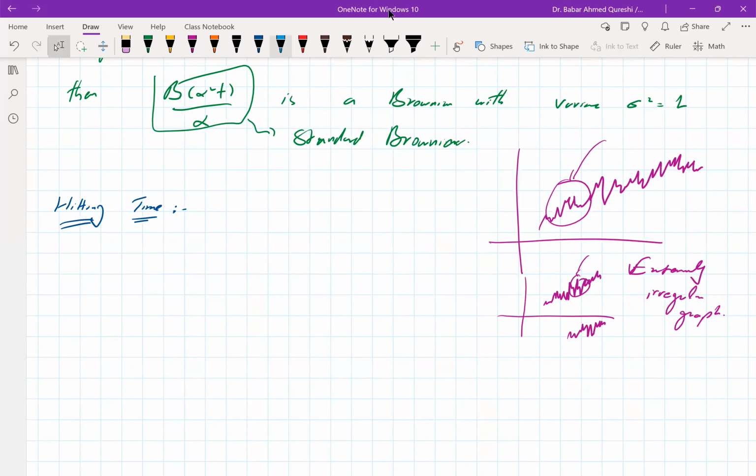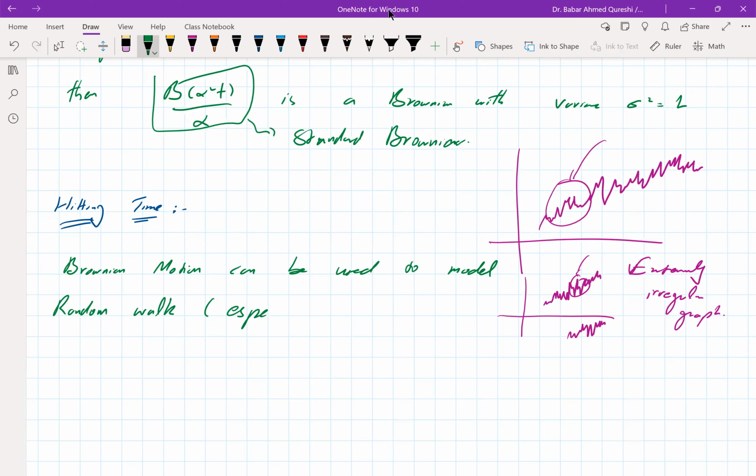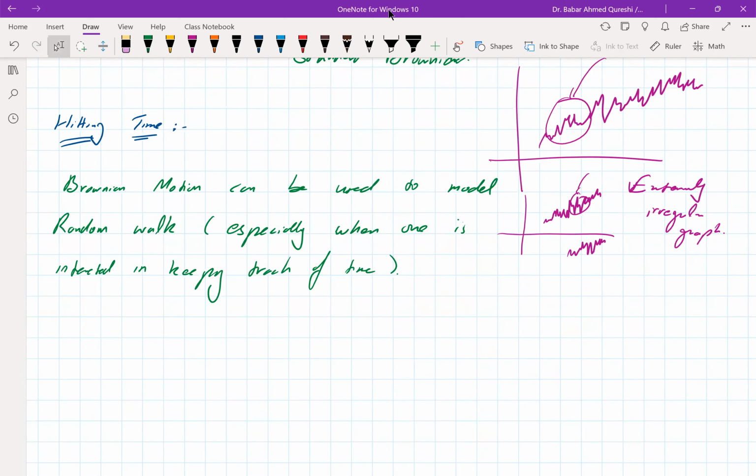By the way, Brownian motion can be used to model random walk, especially when one is interested in keeping track of time. It's a limit of random walk.